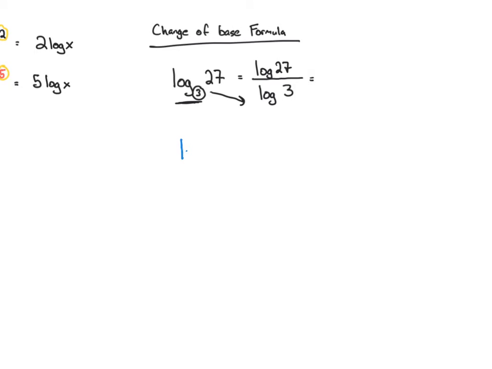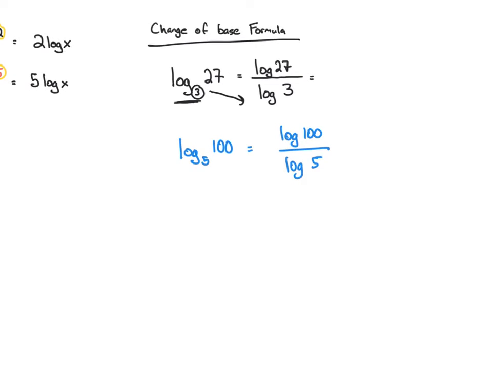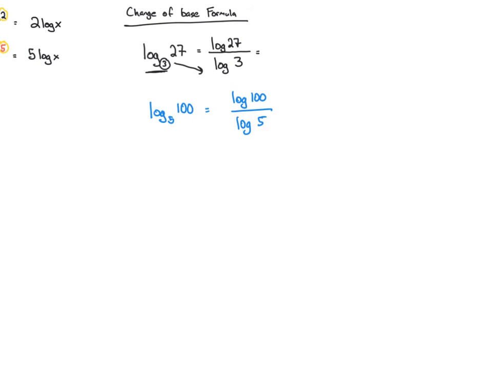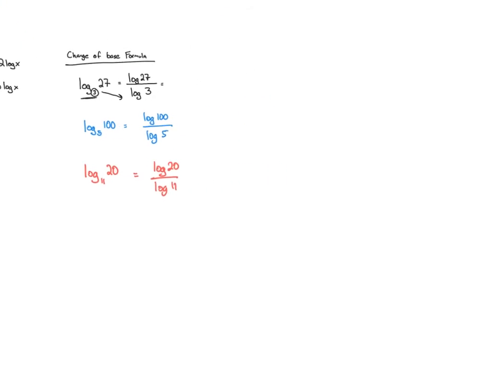All right, let's try it again. Let's try something real quick. Log base 5 of 100 equals, here we go, log 100 over log 5. That's it, right? So that way we can use our calculator to do it. Let's do one more. Log base 11 of the number 20. It's going to be log 20 over log 11.